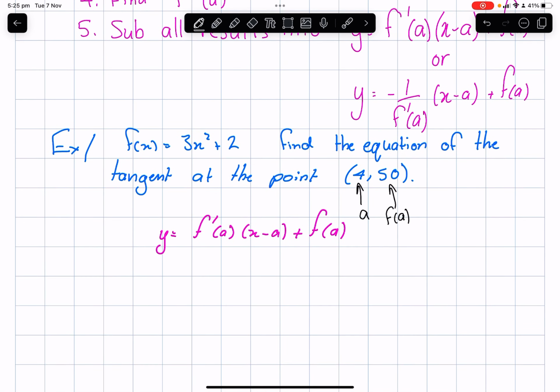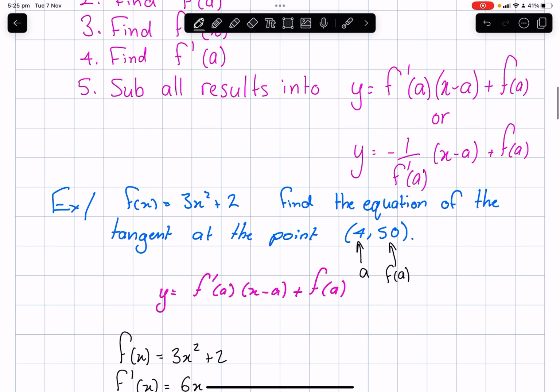Step three was find the derivative. So I'm going to write my original function, f of x equals 3x squared plus 2. Now let's find the derivative of this function. So from the last video and the power rule, we know the 2 comes out the front and multiplies the 3, so 6. And then the power of x drops by 1 to be just 1. And if I have a number by itself, we know that goes to 0. So my derivative is 6x.